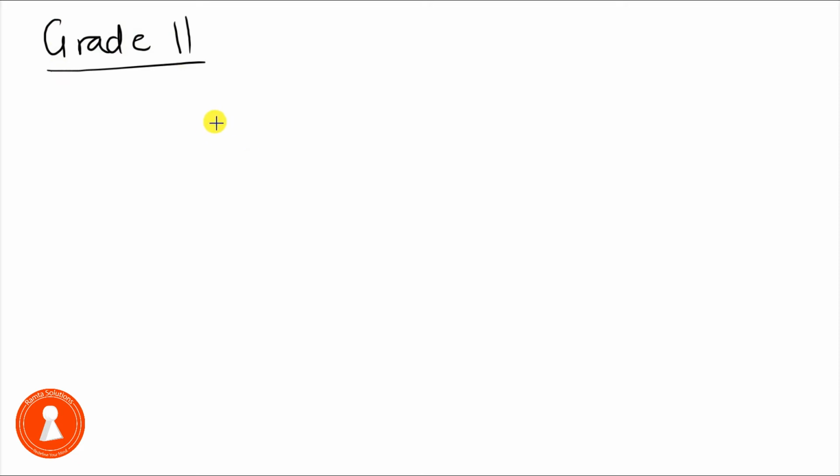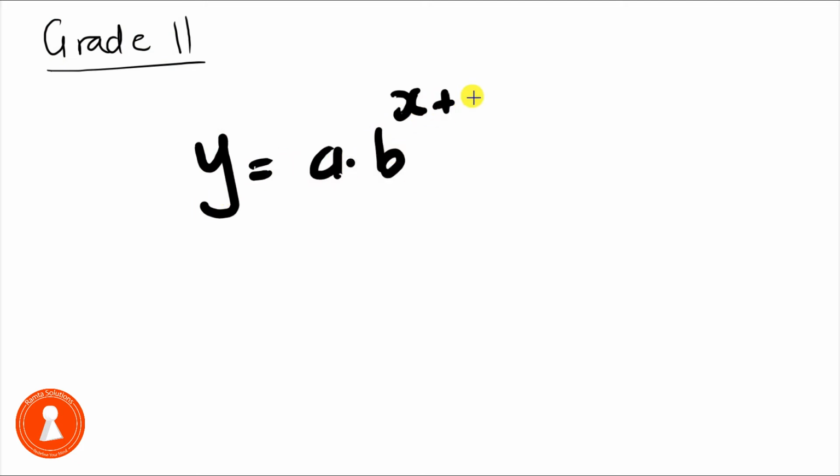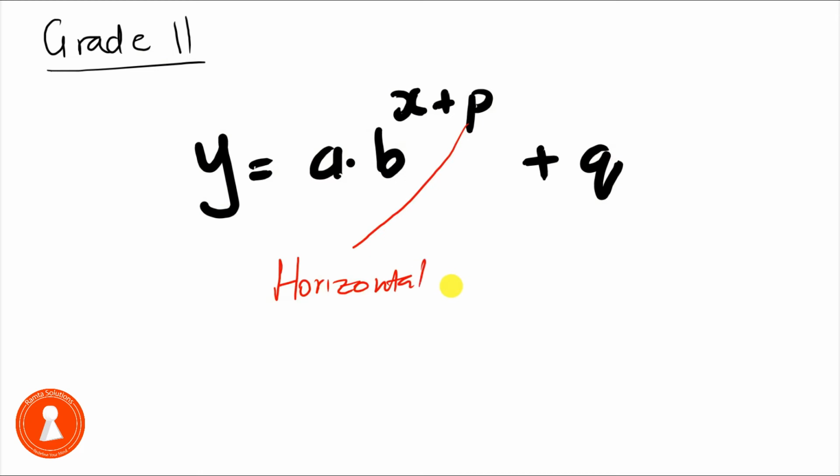So, now let's talk grade 11. Here, it gets expanded a bit. So a, b, and q still mean the same thing. But you can see we have something called a p here. Now, this p represents what we call horizontal shift, or horizontal translation. This is basically movement from the left to the right, or vice versa.